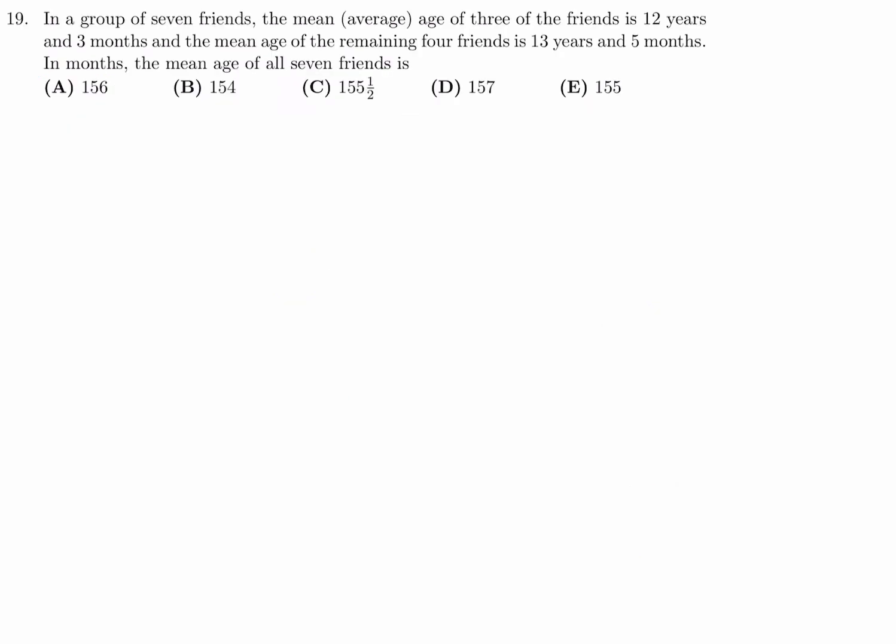In a group of 7 friends, the mean age of the first 3 friends is 12 years and 3 months. The mean age of the remaining 4 friends is 13 years and 5 months. In months, the mean age of all 7 friends is... We have A, B, C, D, E, F, and G. These are the first 3. These are the remaining 4.